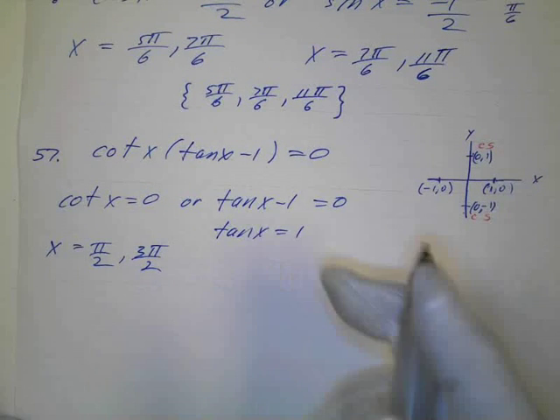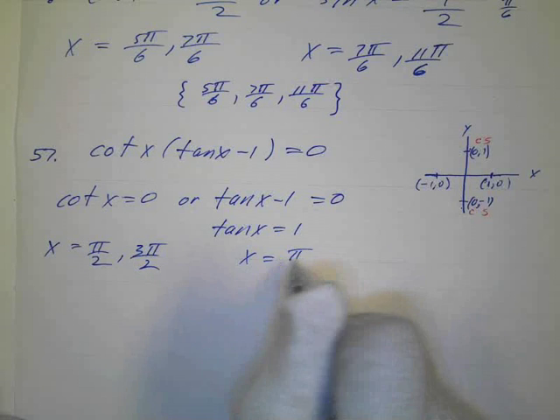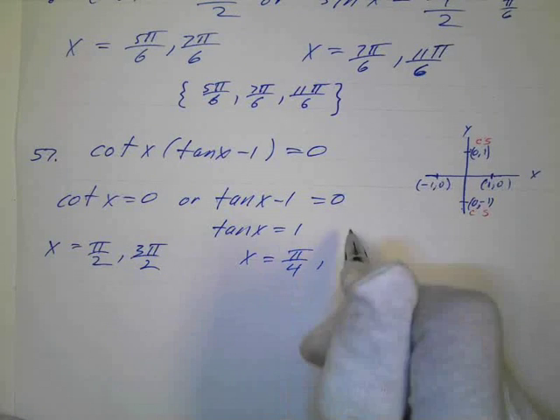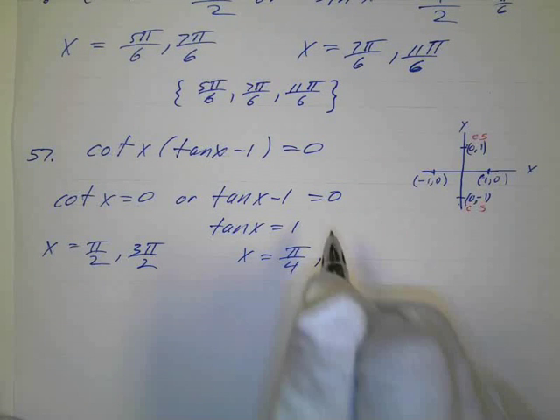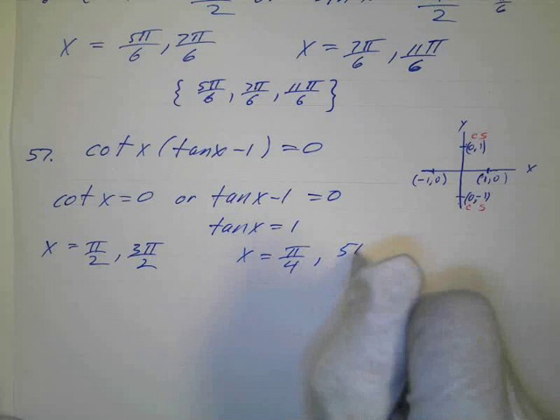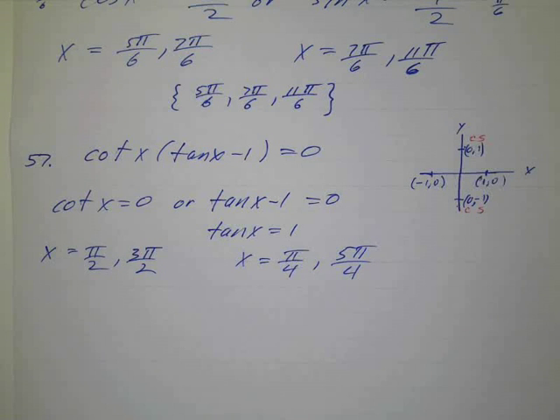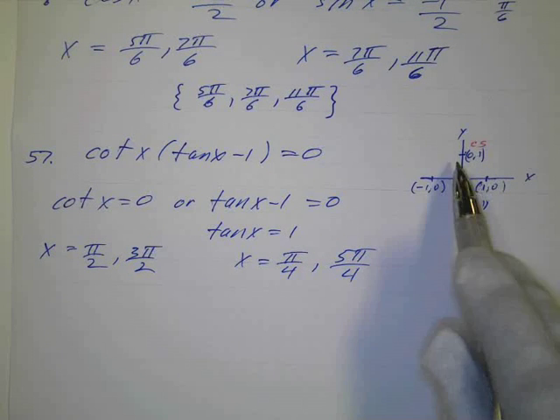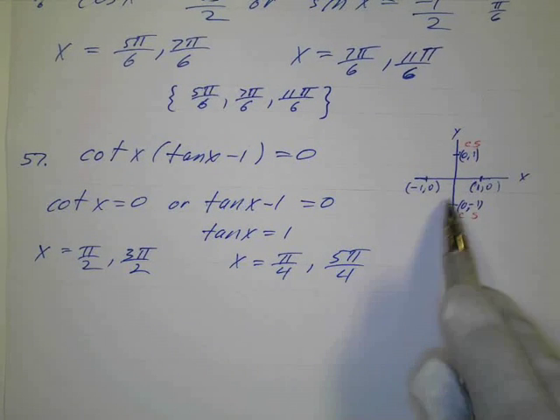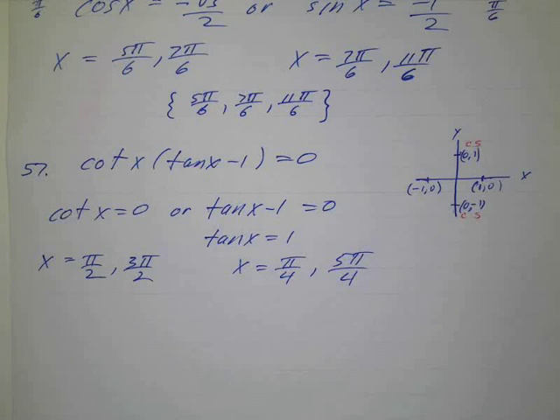And we know that the tangent of x equals a positive 1 when x equals pi over 4, which is in the first quadrant, and then also 5 pi over 4 in the third quadrant. So we're over here. That's where the tangent is positive. Okay, so that wasn't too bad.